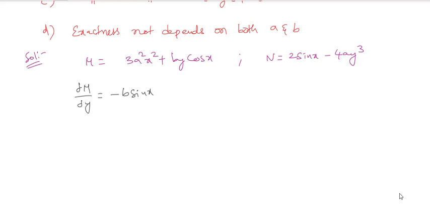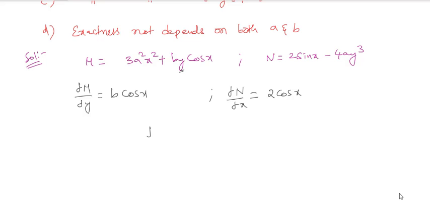Sorry, with respect to y you have to do it now. I made a mistake here. b cos x you will have with respect to y only, so for y there is only one differentiation. Next, ∂N/∂x with respect to x is 2 cos x. That's all.